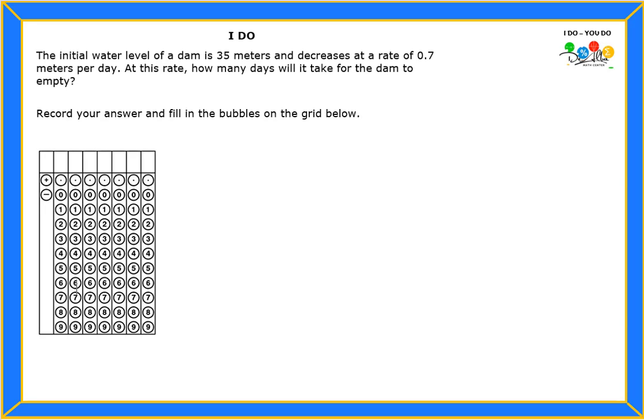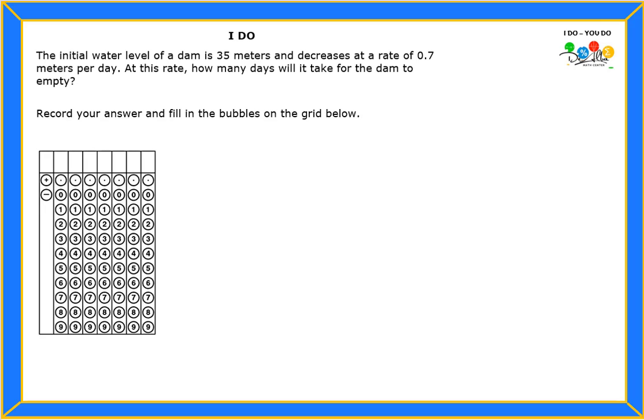And it says, the initial water level of a dam is 35 meters and decreases at a rate of 0.7 meters per day. At this rate, how many days would it take for the dam to be empty? Record your answers and fill in the bubbles on the grid below. So let's analyze the question.